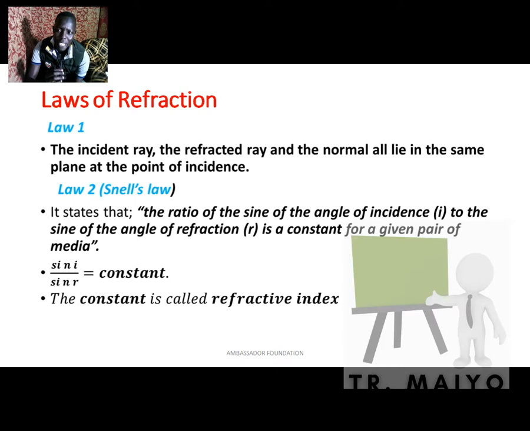Even if you go to sine 40 over sine 35, maybe 35 is the angle of refraction, as long as you are dealing with glass to water, you are supposed to get a constant value. Yes, and that's what we are going to get when we get to plotting of graphs.